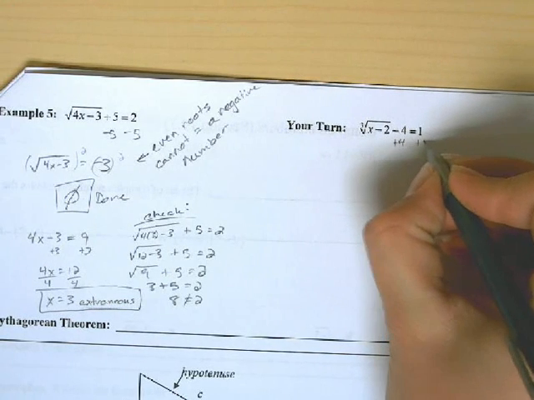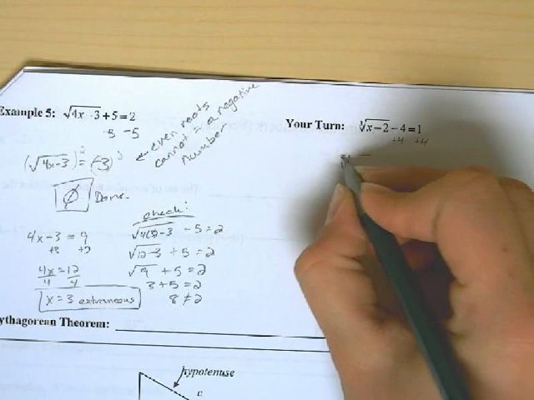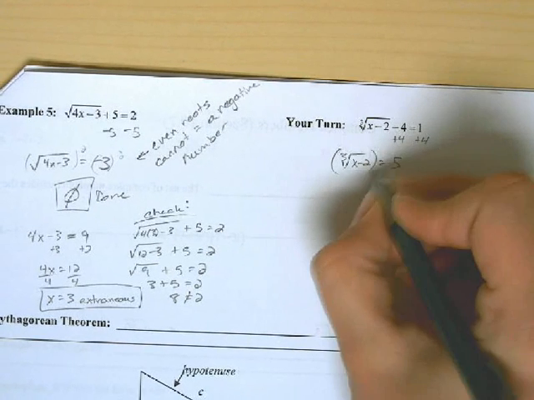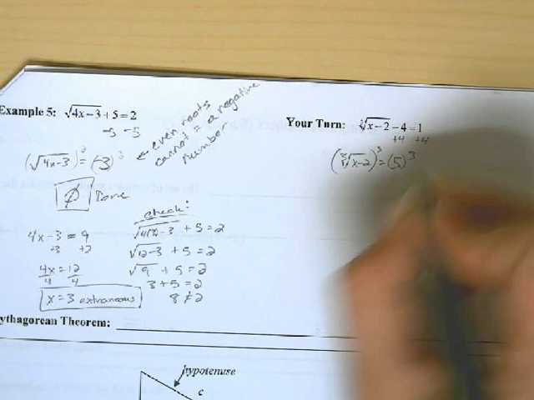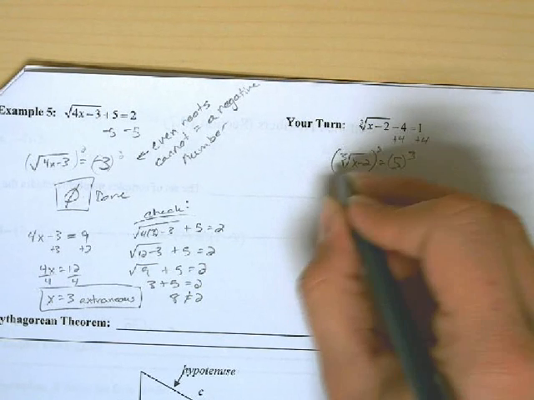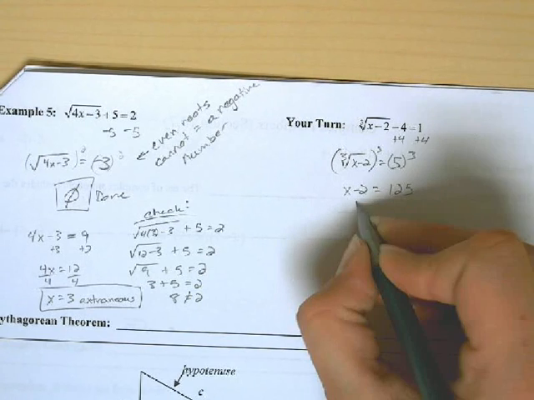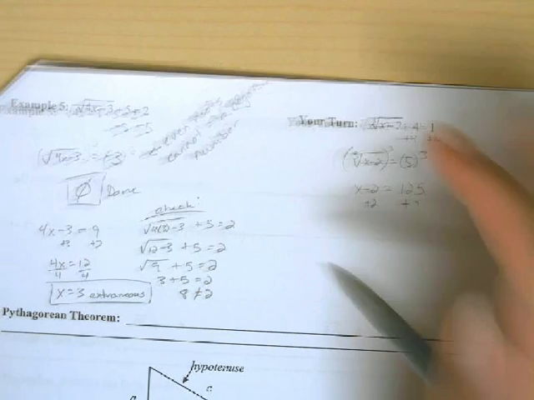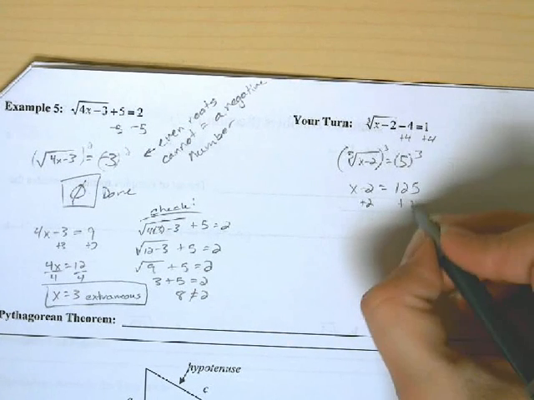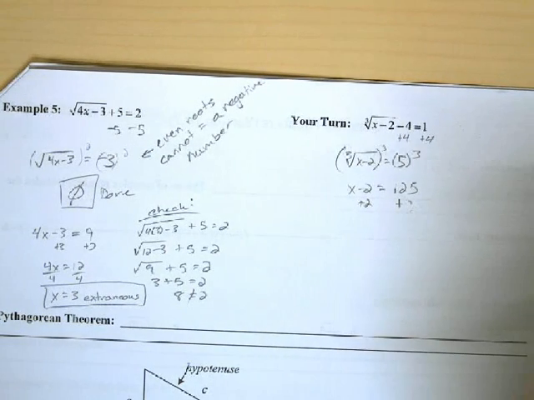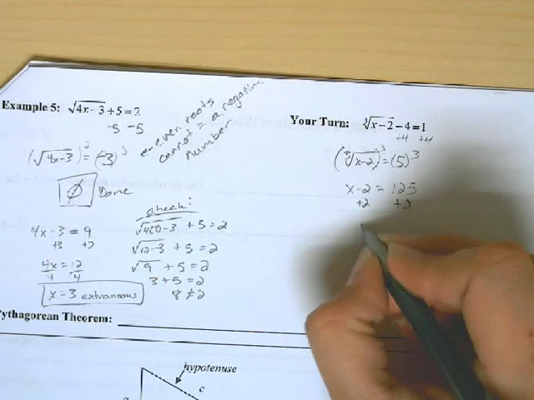So add 4 to both sides, cubed root of x minus 2. We're going to go a little faster through this. Okay, we're going to go ahead and cube both sides. On the left-hand side, the cubed root and the cube cancel each other. 5 cubed is 125. Add the 2, so x is equal to 127.